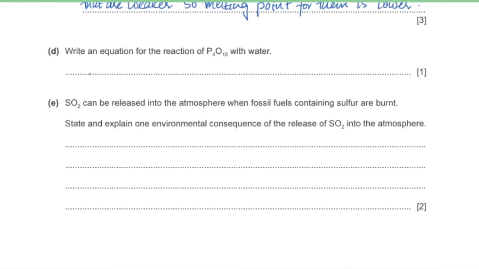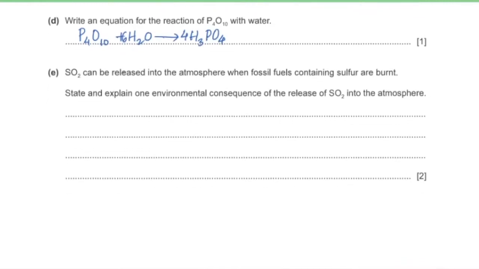Part D, write an equation for the reaction of oxide of phosphorus with water. So this is P4O10 plus water. This gives phosphoric acid, which is H3PO4, 4 moles and 6 over here.